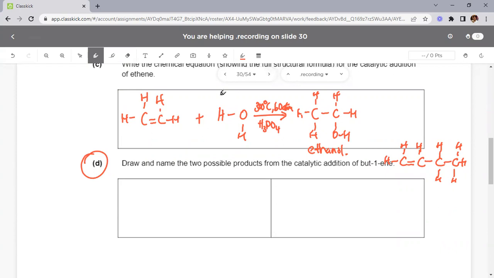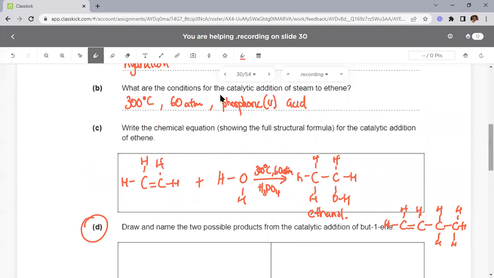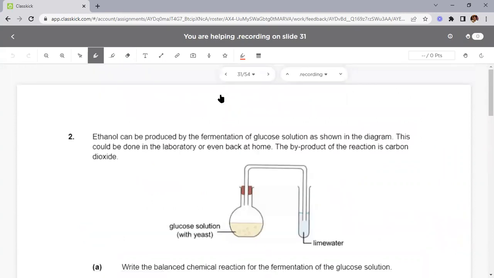So we know that to produce ethanol, we can use the addition reaction with steam from ethene, which is what we have shown over here. So that's one way. Through hydration, we can obtain ethanol. This is nothing new. It's covered in alkenes. The one that's really new is actually on slide 31.